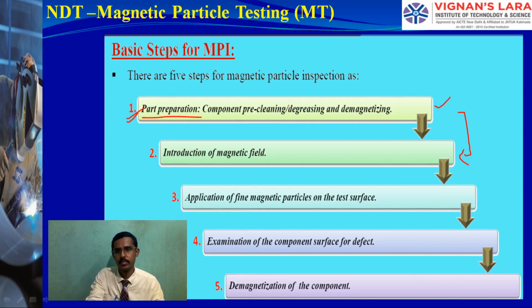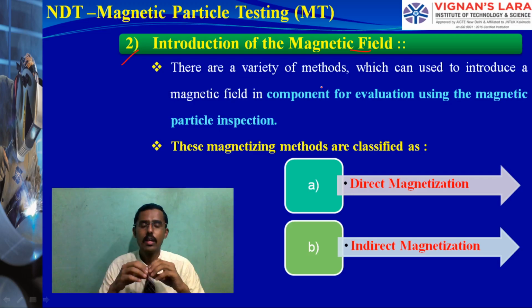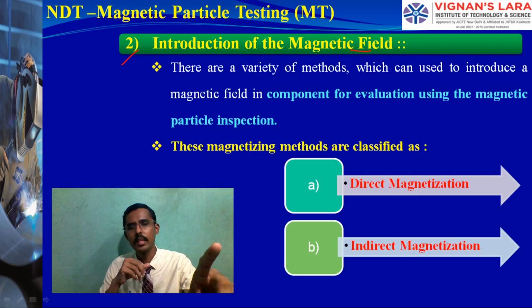Introduction of the magnetic field. There are a variety of methods which can be used to introduce a magnetic field in a specimen for inspection by the magnetic particle testing method. What are they? There may be two categories: maybe direct magnetizing, maybe indirect magnetizing. They have types, so we also have to see the various types of magnetizing methods. One is direct magnetizing, and one more is indirect magnetizing methods.